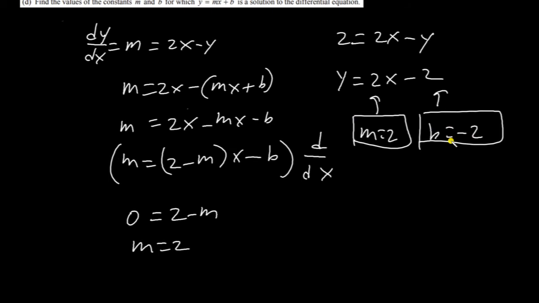This was a 3-point question. 1 point for taking the derivative of mx plus b and getting m. Another point for setting that equal to 2x minus y. And then a third point for getting m equals 2 and b equals negative 2 as your answers. Okay? And with that, we're done with question 4.